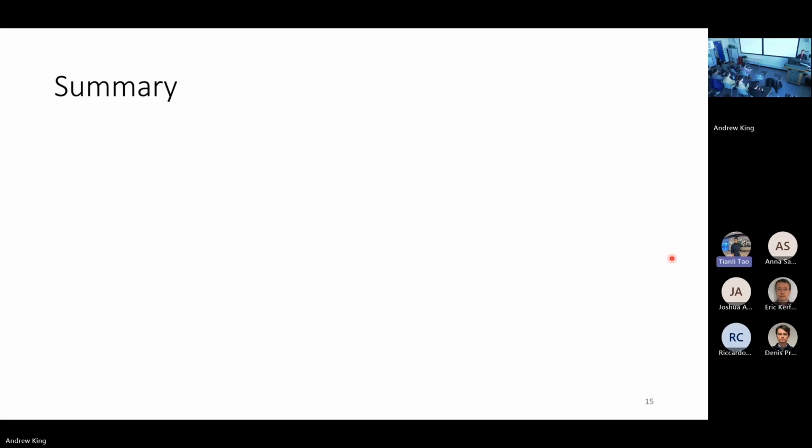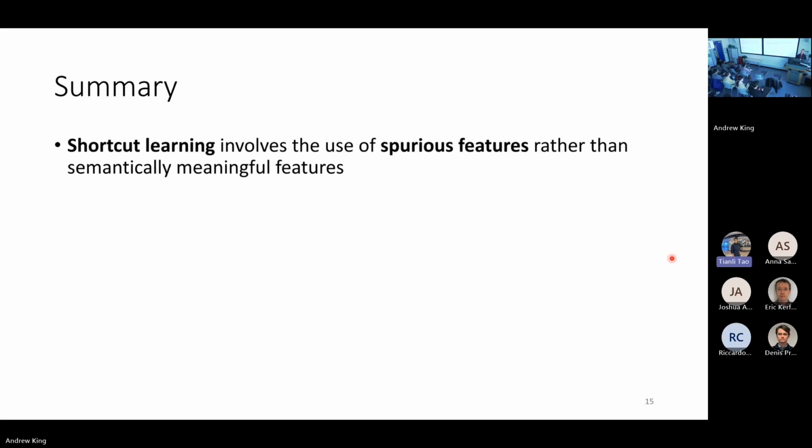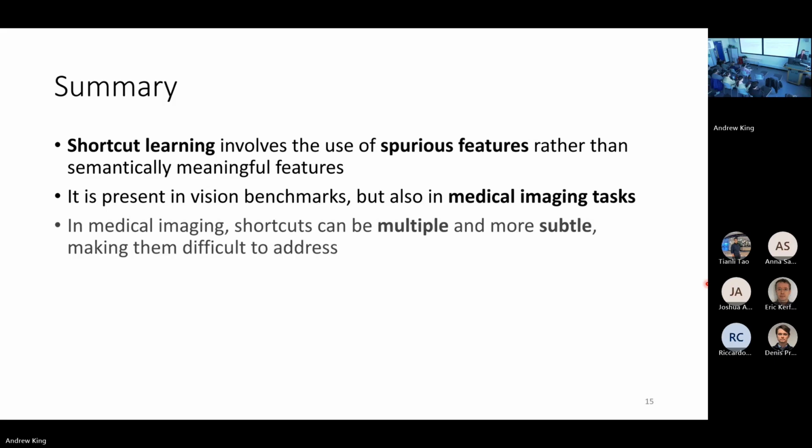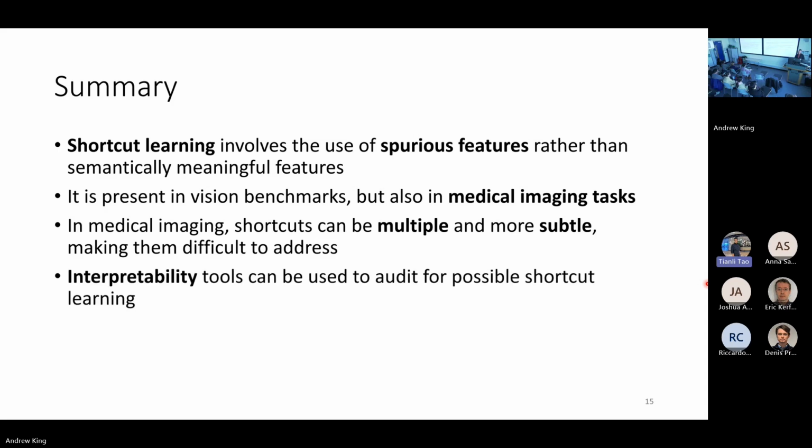So I'm going to stop there. I'll just give a brief summary. Shortcut learning involves the use of spurious features rather than semantically meaningful features. It's present in vision benchmarks, but also in medical imaging tasks. In medical imaging, shortcuts can be multiple and more subtle, making them more difficult to address. And interpretability tools can be used to audit for possible shortcut learning. The obvious next question is, what can we do about shortcut learning? I'm not going to talk about that. I'm going to hand over to Akshit for the second part.